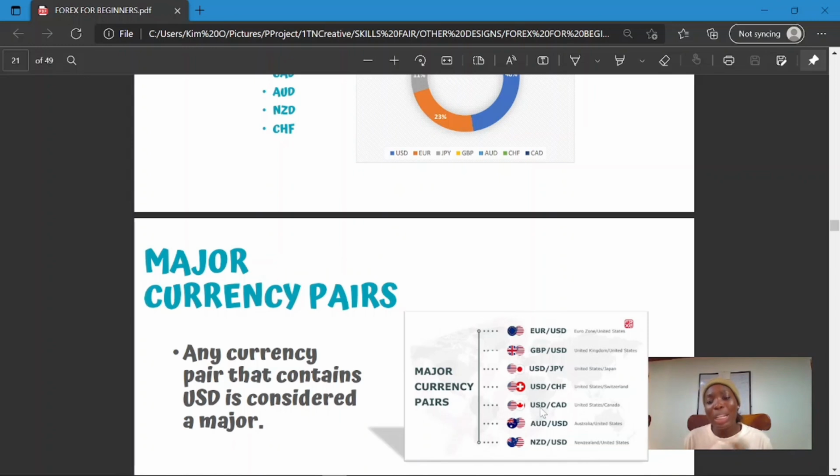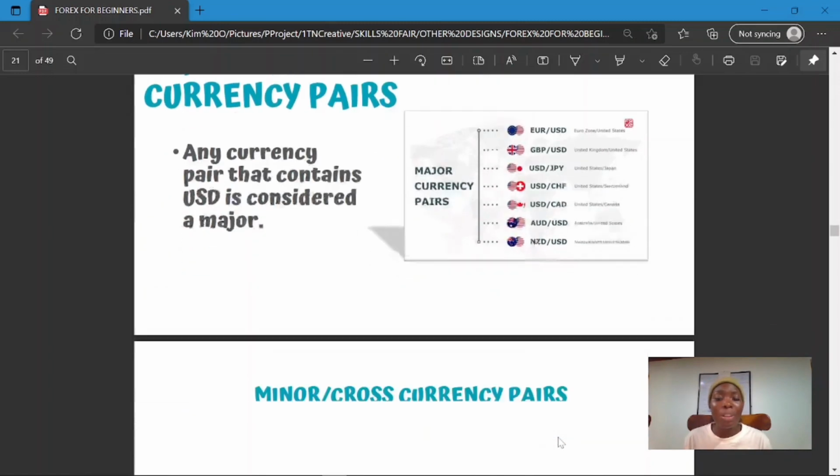USD being stronger than CAD, that's the Canadian dollar, is on the buying and the Canadian dollar is on the selling side. Here, AUD was stronger than USD, so AUD is on the buying side, USD is on the selling side. NZD is on the buying side and USD on the selling side. So you can see how the pairing worked.